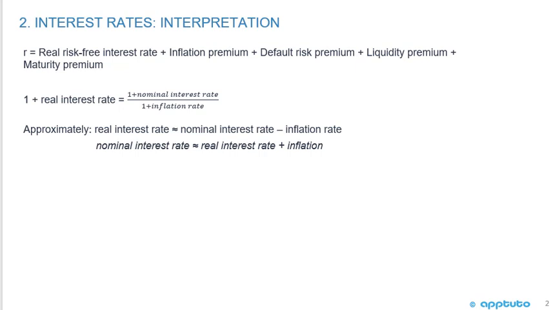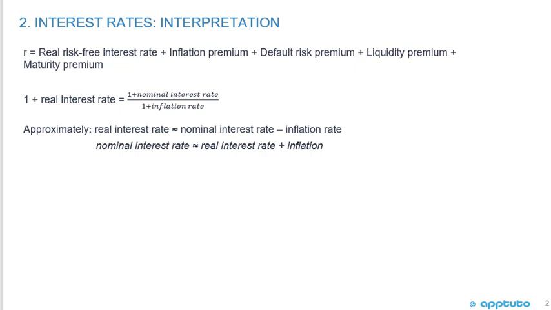Plus a maturity premium. Again, the longer that I go out, further in time, there's more risk for inflation, etc. So there's a maturity premium. The longer that I need to wait to get my money back, sometimes that results in a premium.